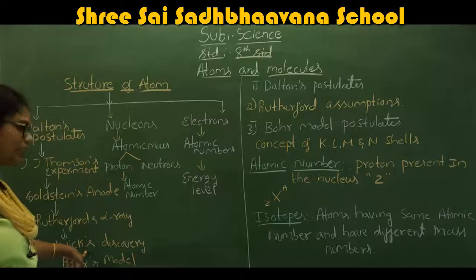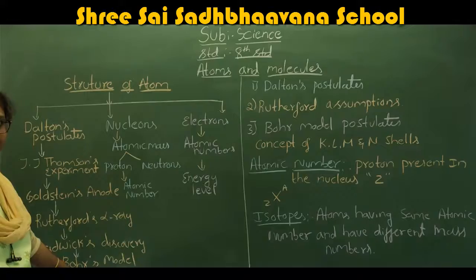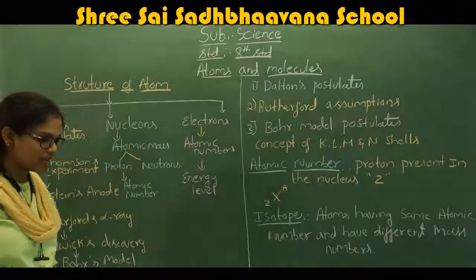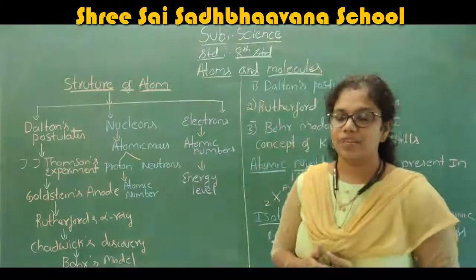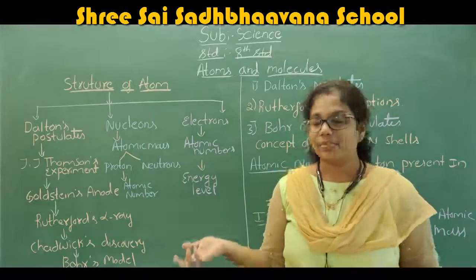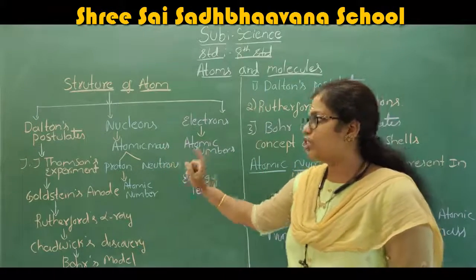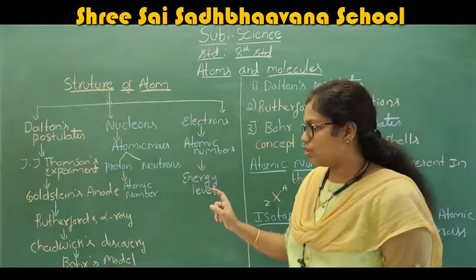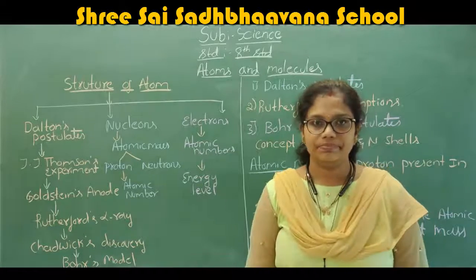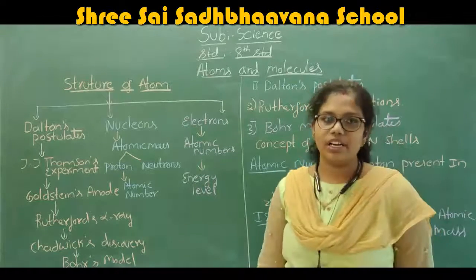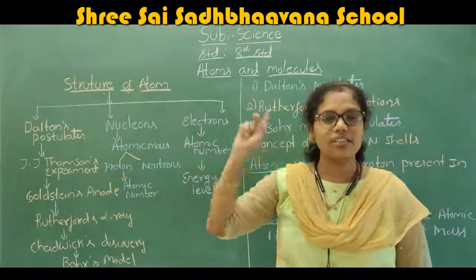Next, Chadwick's discovery, and then Bohr's model. These are the important experiments we are going to discuss to study the structure of atoms: Dalton's postulates, J.J. Thomson's experiment, the Goldstein anode ray, Rutherford's alpha ray, Chadwick's discovery, and also Bohr's model concept.